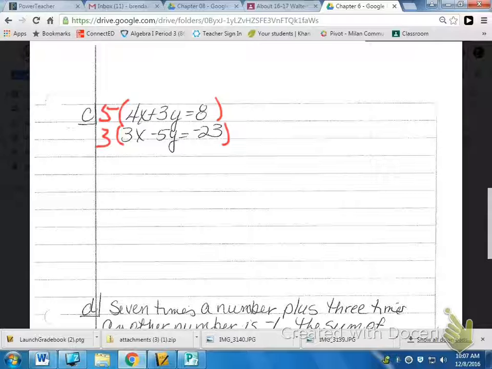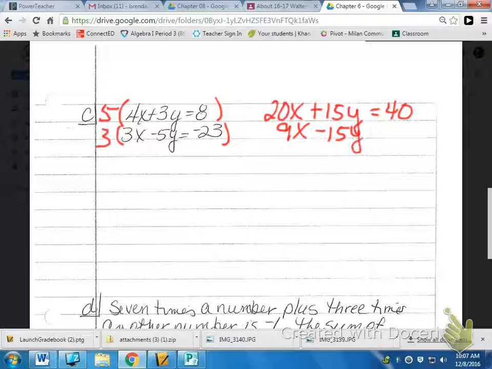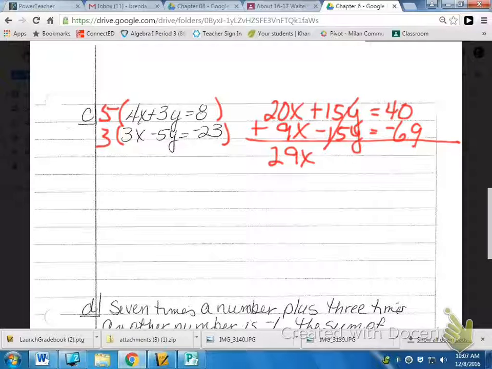Okay, so then multiply through the top one by 5, so 20x plus 15y equals 40. 9x minus 15y equals negative 69. I'm ready to combine those. 29x, the y's fall out, equals negative 29. Divide by 29, x equals negative 1. So that is half of my solution.